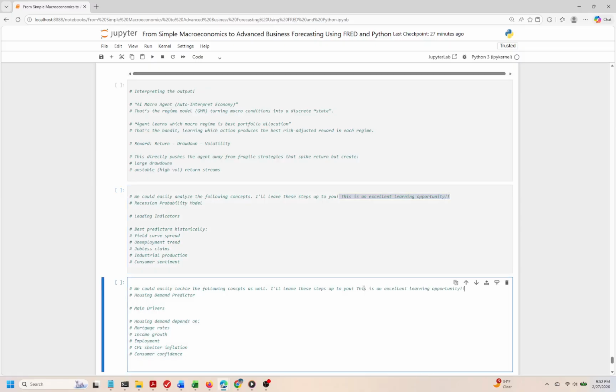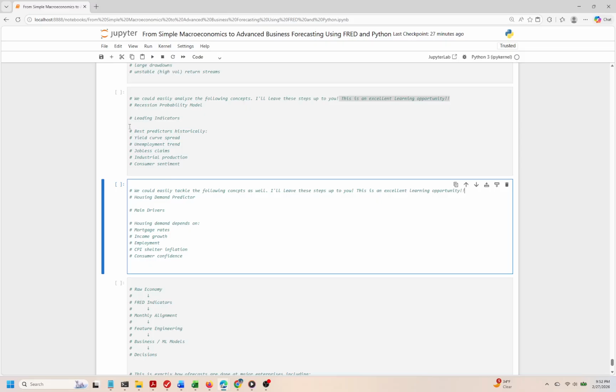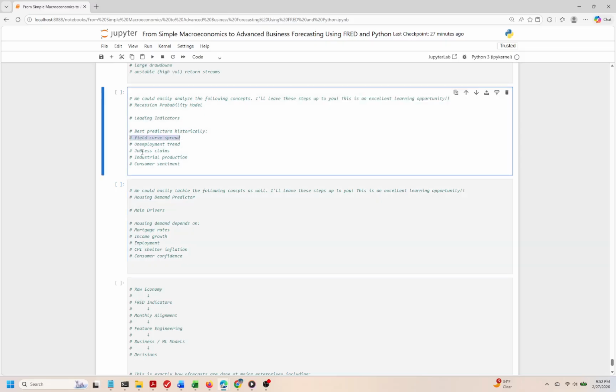The first indicator we look at is the yield curve spread, which represents the difference between long-term and short-term interest rates. An inverted yield curve, where short-term rates exceed long-term rates, has often preceded recessions, signaling investor pessimism about future growth. Next, we analyze the unemployment trend. A rising unemployment rate typically indicates weakening economic conditions, while a falling rate can imply economic strength. Another critical measure is jobless claims. An increase in initial claims often suggests a cooling job market, which can be an early warning sign of impending recession.